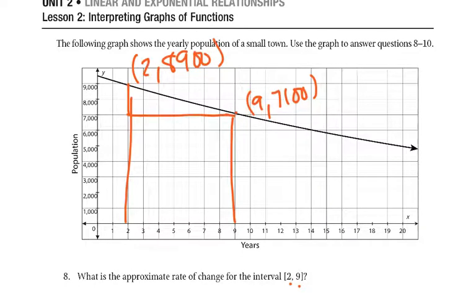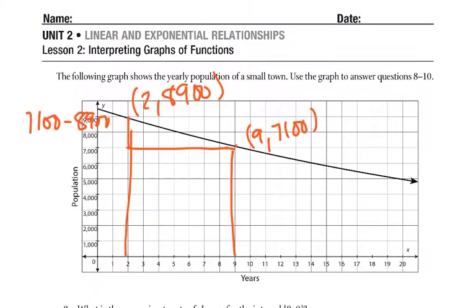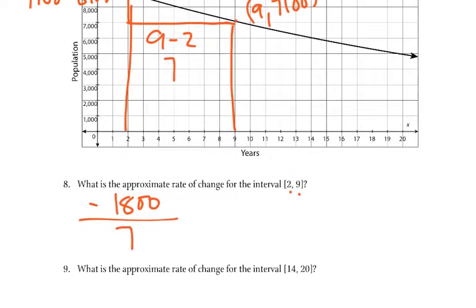Okay, so again, that rise over run. So we're going down. So it's going to be a negative average rate of change, isn't it? Okay, so I'd go 7,100 minus 8,900 to give us a negative 1,800 on the top. That negative just means it's decreasing, not increasing. And then 9 minus 2 would give us 7. So divided by 7 would give us about 257.14. So every year we're losing about 257 people.